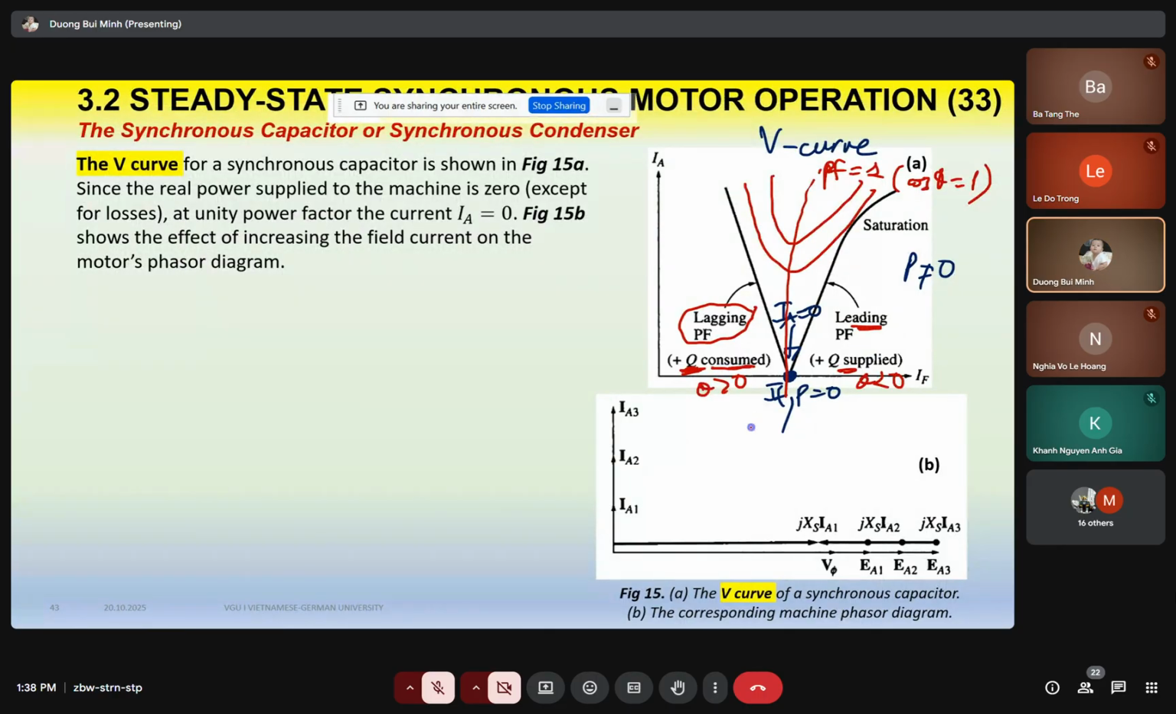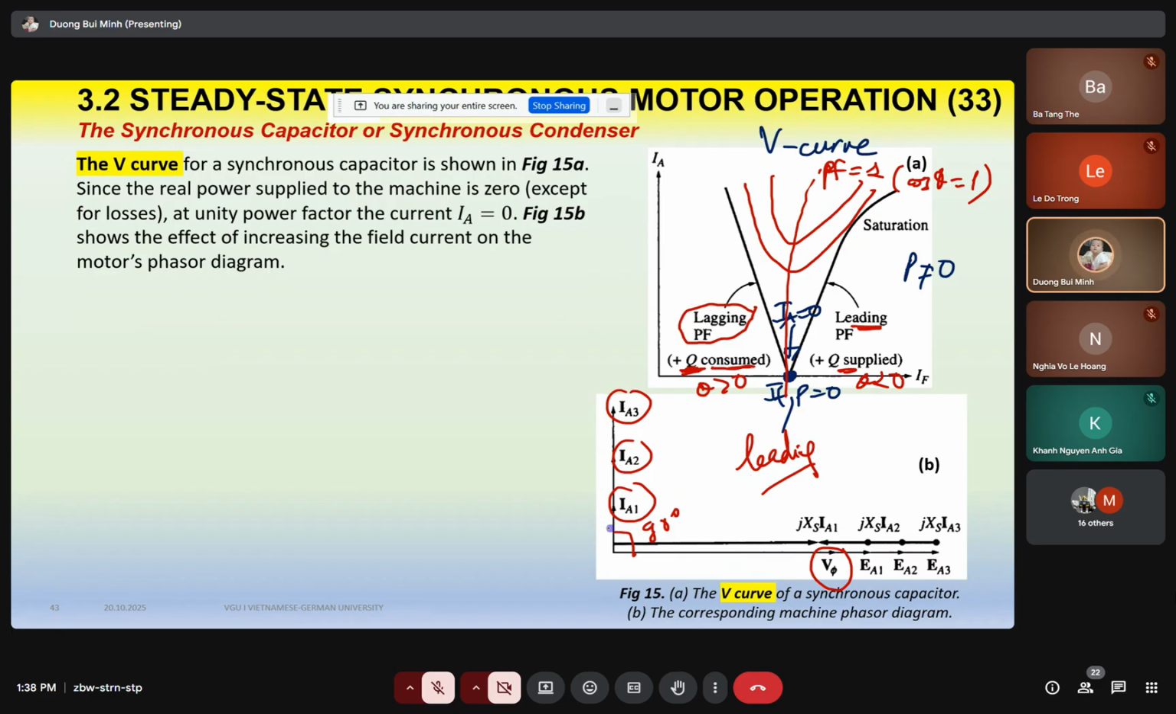Here, look, this one is lead-in, right? Lead-in. Why? Because this is II, and this one is V phase. You know, V phase. So II is lead into V phase by 90 degrees. Okay, yeah. So this is lead-in.